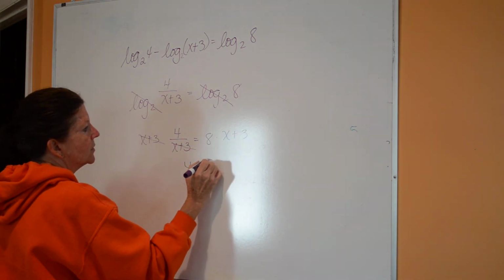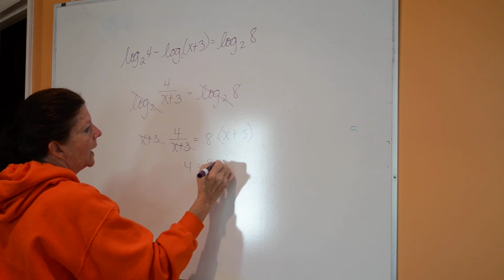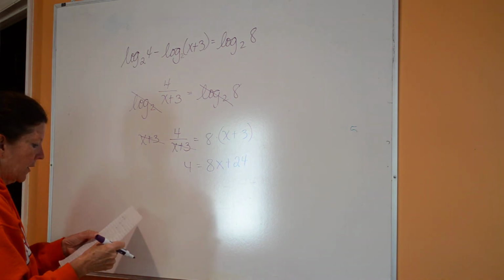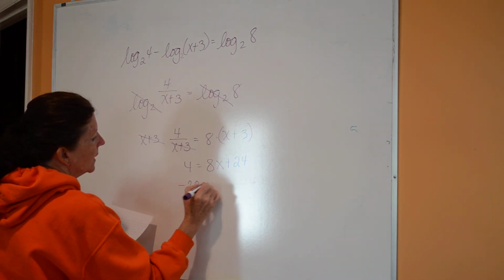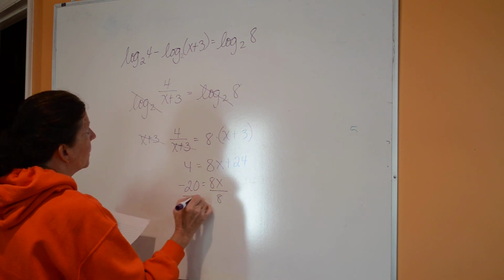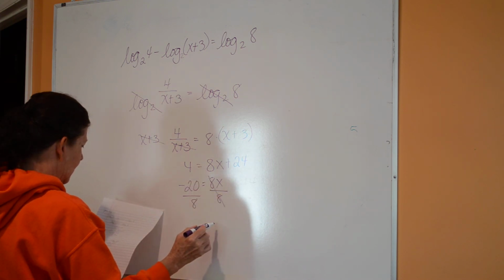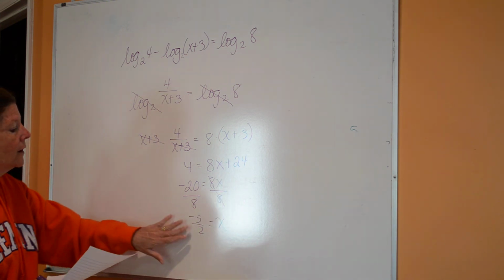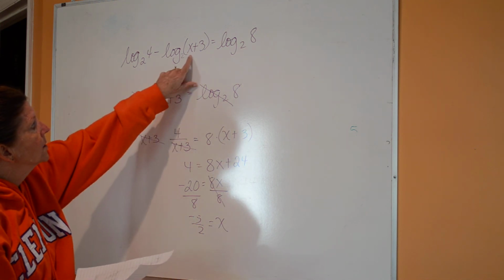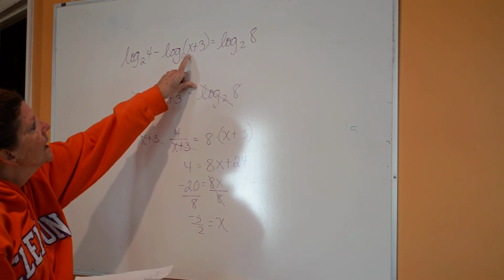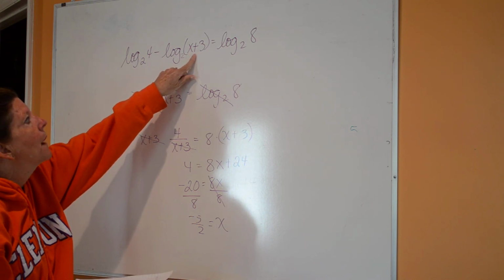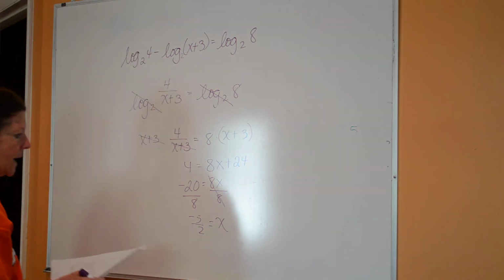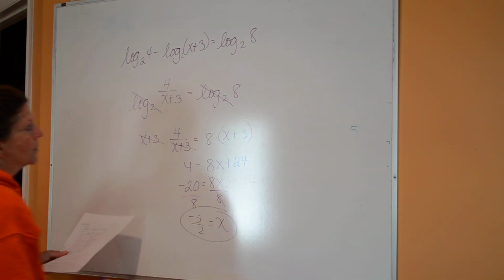And I get 4 is equal to, and of course I have to do distributive here, 8x plus 24. I'm going to add a negative 24 there, and I get a negative 20 is equal to 8x. I'm going to divide through by 8. And it's going to give me x is equal to negative 5 over 2, or negative 2.5. And that negative works because when I put it up here where the x is, negative 2.5 plus 3 is equal to positive 1/2. So I'm still not trying to take a positive number and change it into a negative number. So that answer works.